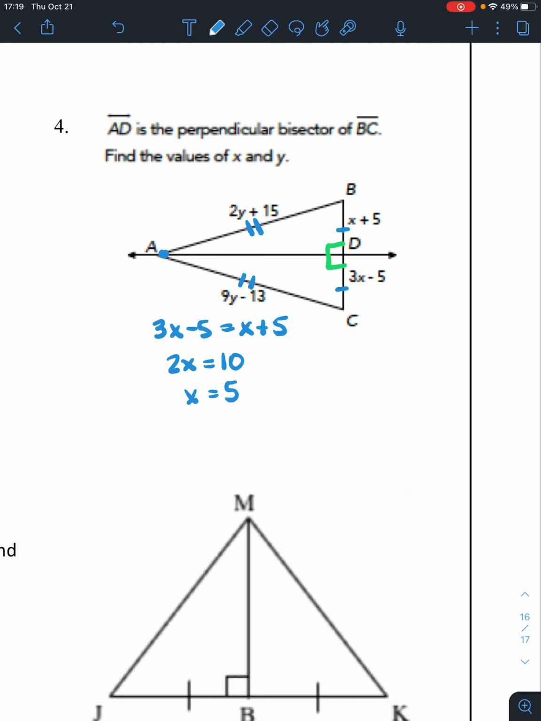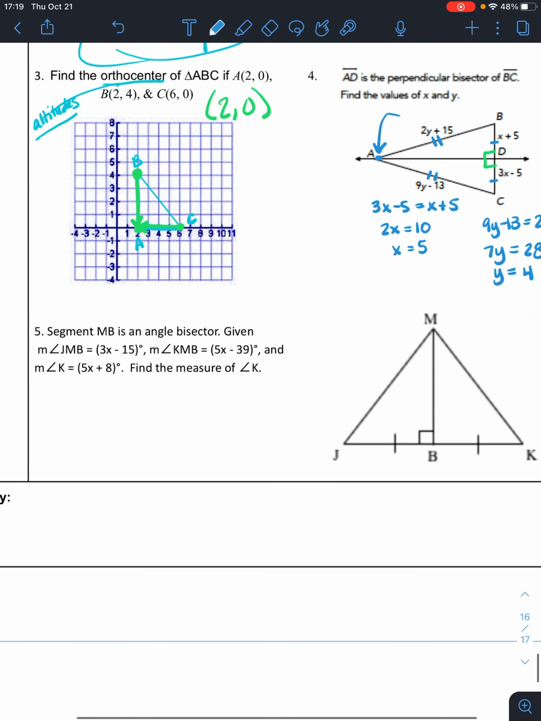Then you can do the same thing with y. Now that I know this is an isosceles triangle, 9y minus 13 is equal to 2y plus 15. Subtract 2y, add 13, divide by 7, and you get that y is 4. So I found my values of x and y because it was a perpendicular bisector. The fact that it passes through the vertex is not normal, because normally the perpendicular bisector does not pass through the vertex. That's not how it was originally created. It just happens to pass through that vertex, which makes this into an isosceles triangle.